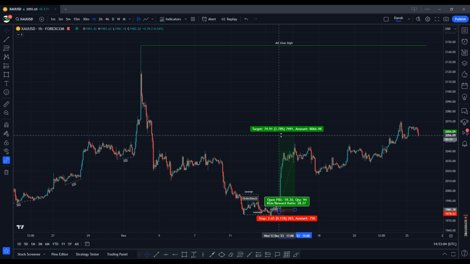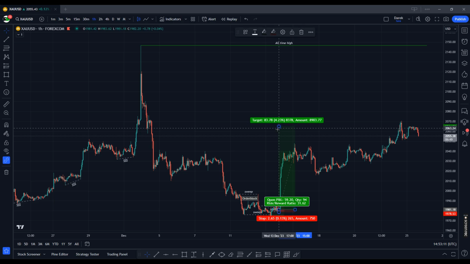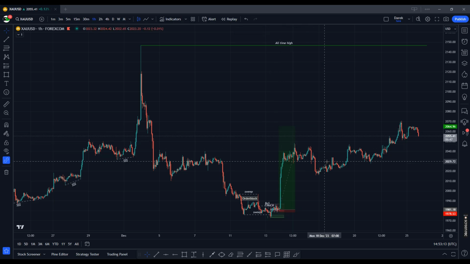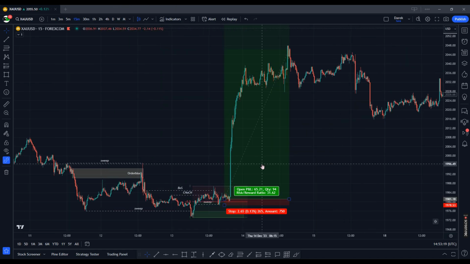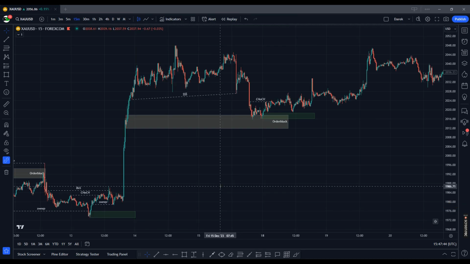Even without the perfect sniper entry, if you entered within this area and a stop loss below the low, you would end up with a floating 1 to 31 risk to reward trade. Which is just insane. Let's look at another example.